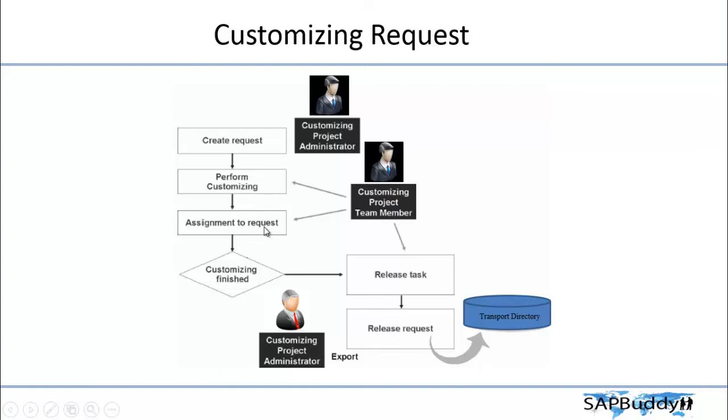Okay, so we create the request and do the customizing, then you assign the changes to a request. Once you do a change and go to save the change, it will ask you which request you want to assign the change to, then you can select the request. That's the reason it's coming second. Then once customizing is completed, you will release the task, then your project manager or a project administrator will release the request. Once you release the request, then the TR will be created. This is the way customizing request is managed.